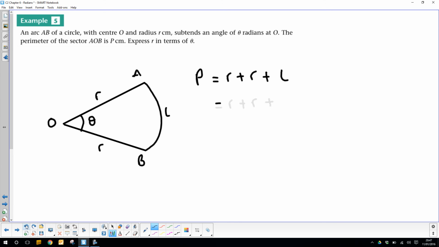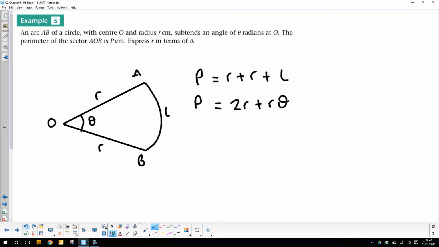Instead of being a bit kiddie about it, let's write R plus R as 2R, and then L as R theta. So we've got the perimeter equals R theta plus 2R, or 2R plus R theta, and that's the perimeter is equal to that. And what does the question want us to do? It says express R in terms of theta.